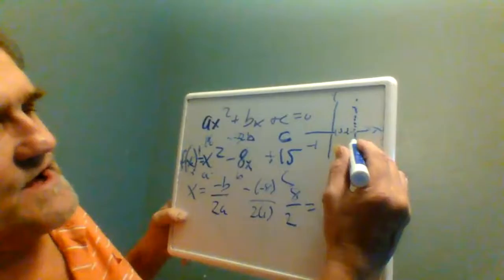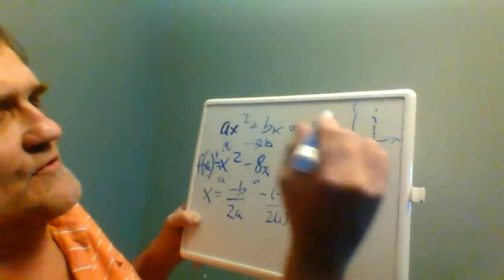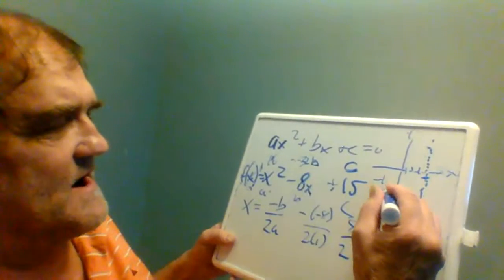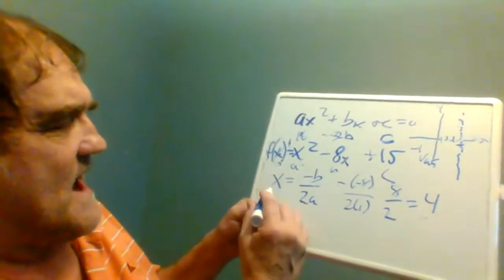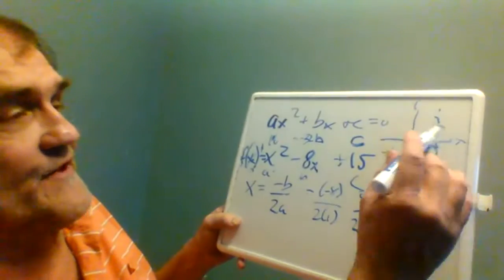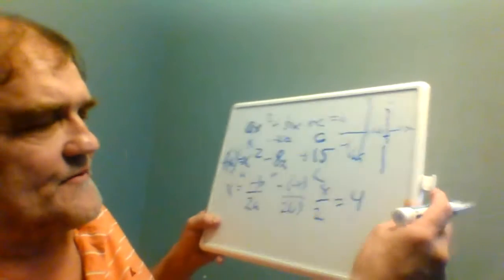So right down here is negative 1. That's your vertex, right? The axis of symmetry is 4. 4 and negative 1 are the coordinates for the vertex.